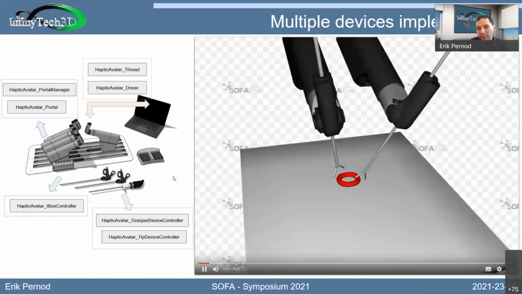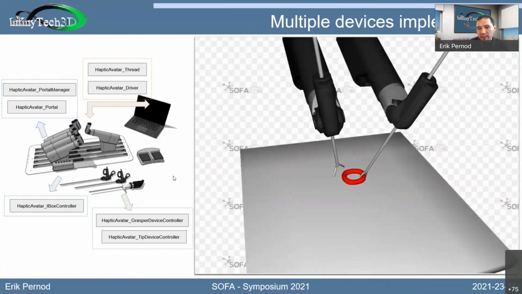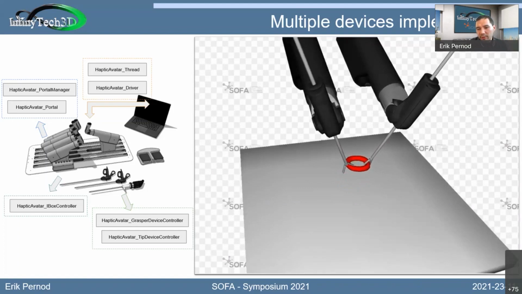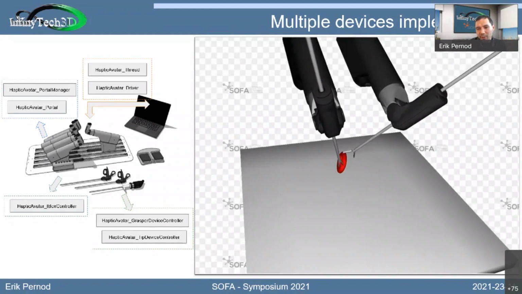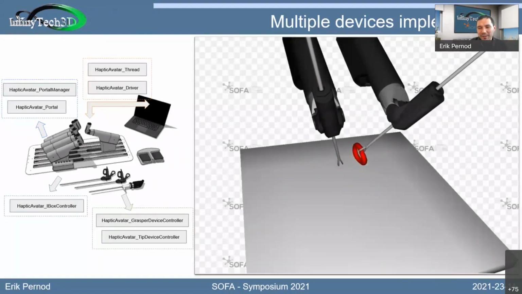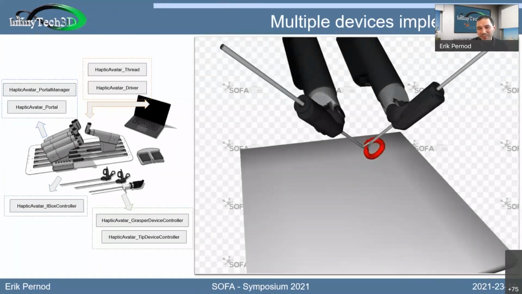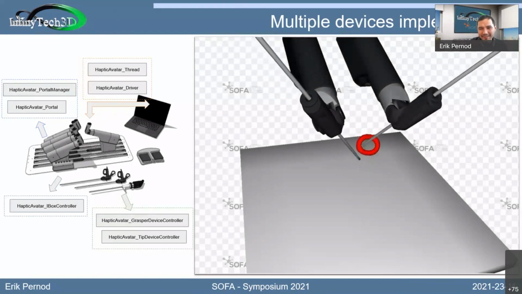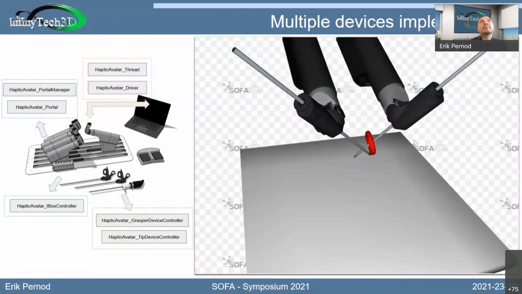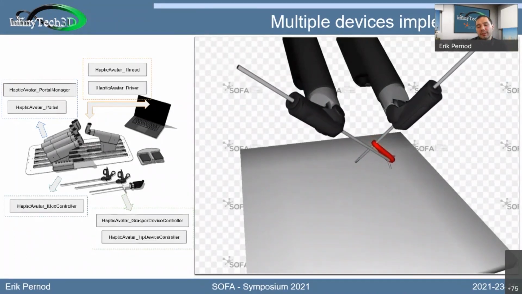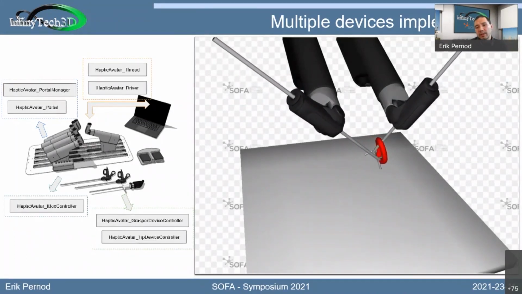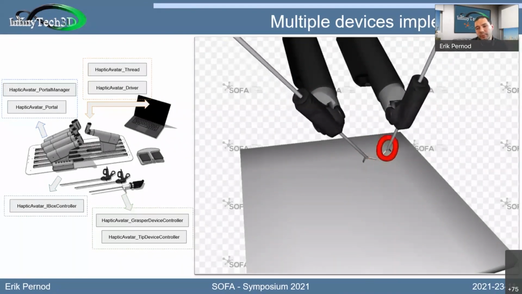This is a quick movie of 2 devices playing with the tools. I did it quickly, so I did not have time to train a lot before doing the movie. And for the moment, there is no collision between the 2 devices. It's only interacting with the tools, with the deformable tools.